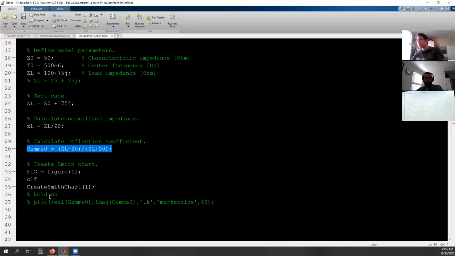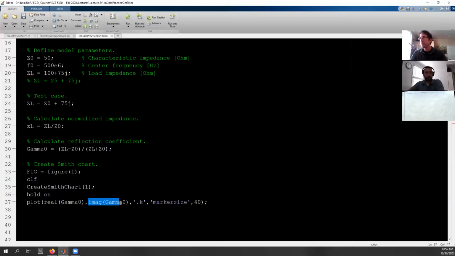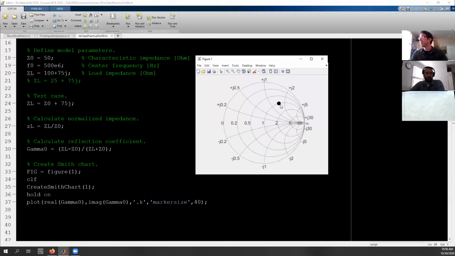Remember, the Smith chart is just a polar plot of the reflection coefficient lying within that unit circle. So I'm just going to plot real, imaginary, and I'm going to make a big giant black dot out of it. There you see it. The key for this example is, because the real part of that load matched the characteristic impedance, it landed on this circle here. R equals 1, or the real part of our normalized impedance is 1.